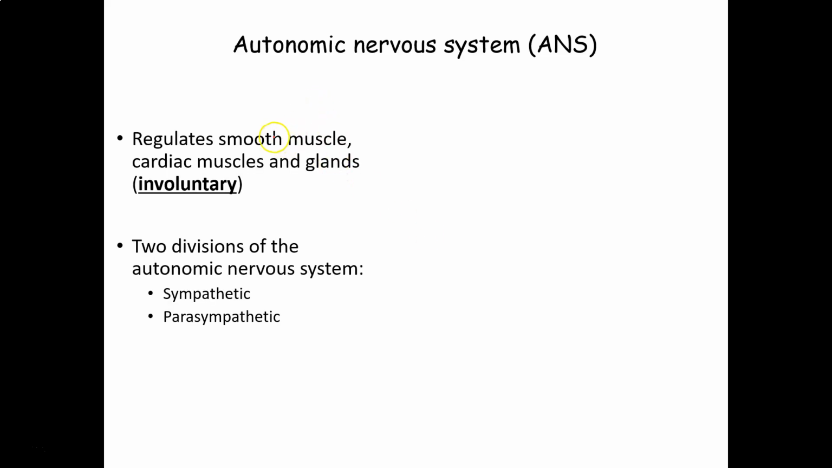The autonomic nervous system is purely involuntary. You have no control over this, and it's responsible for controlling things like smooth muscle, cardiac muscles, and glands. So you have no control. It's involuntary. There are two divisions of the autonomic nervous system: the sympathetic and the parasympathetic. Both of these divisions speak to or control the same organs of your body, and they have two functionally different roles.